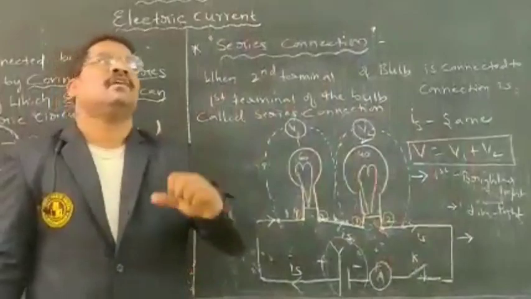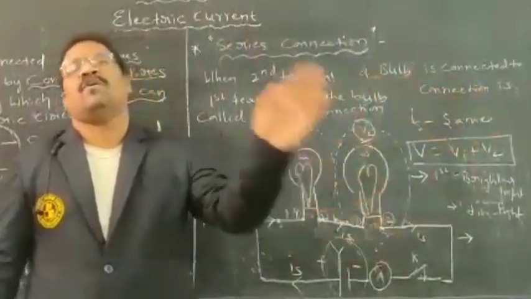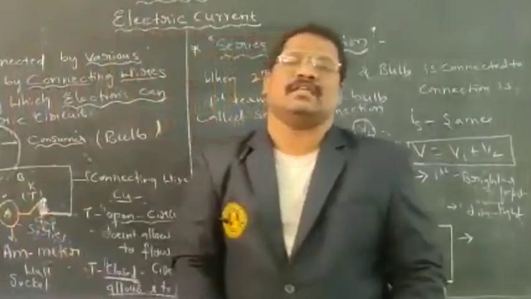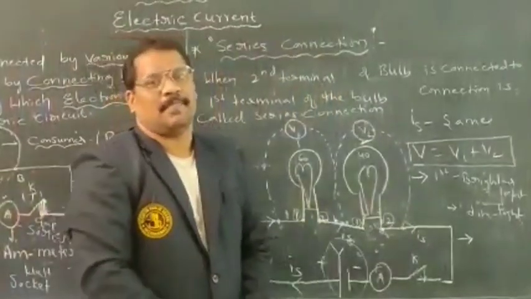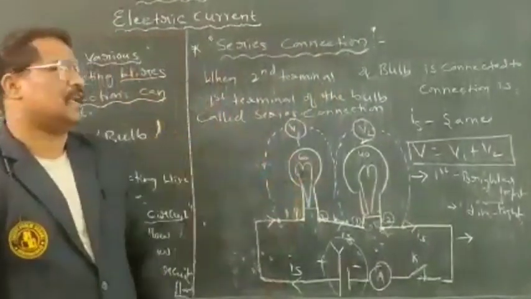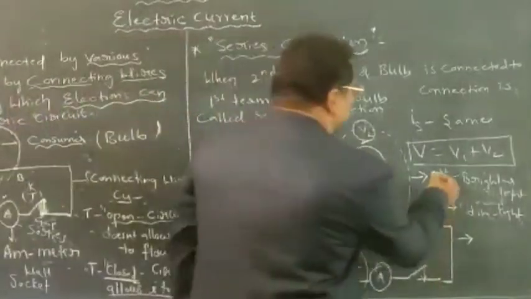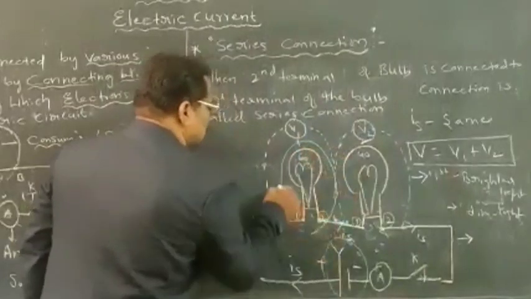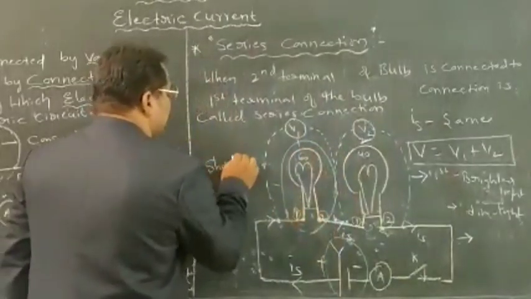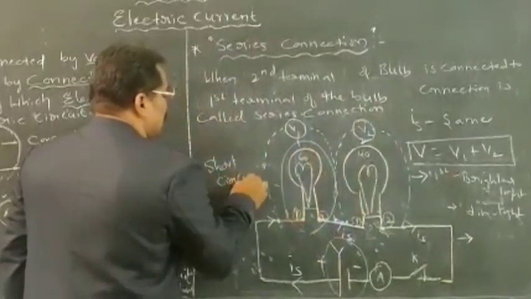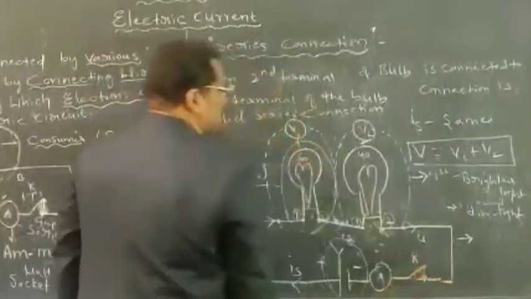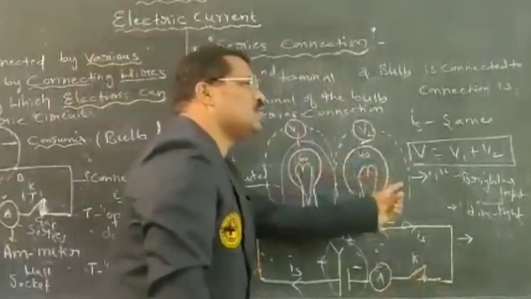Due to that reason, in our homes, one more type of connection is used. That connection is called parallel connection. And one more condition is what? The first bulb is there, the second bulb is there. For example, suppose the first bulb is short circuited. Again, switch on the key and just observe whether current will flow into a bulb or not.